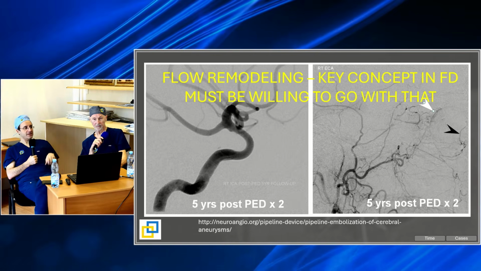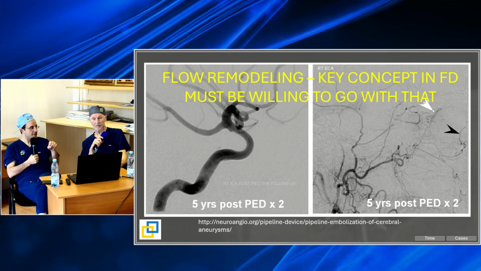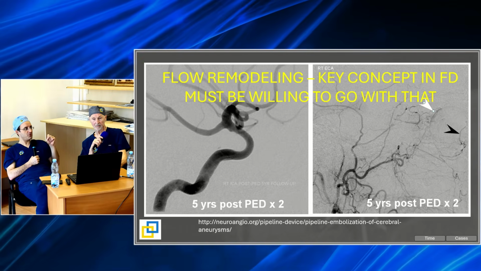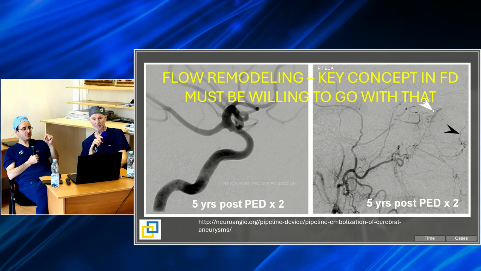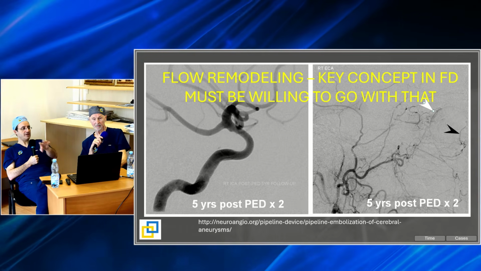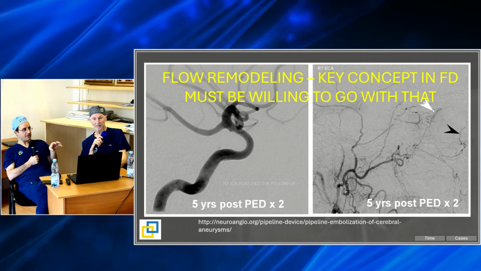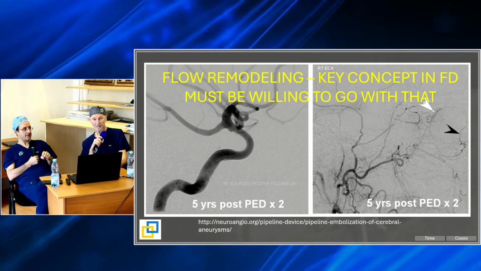People started raising their hands and saying, well, why did you retreat this aneurysm? It was never going to rupture. It's a small aneurysm. Why did you put more devices in there? Why would you do that? And here we go back to what is the efficacy. Is it clinical efficacy? Is it angiographic efficacy?